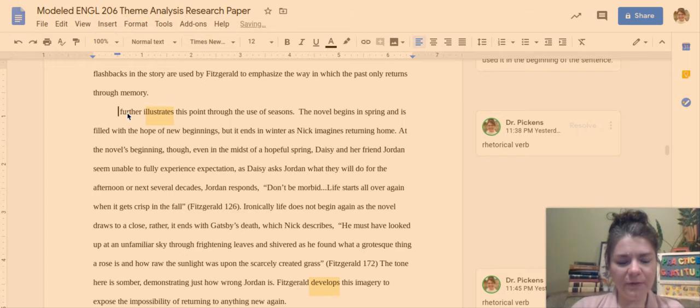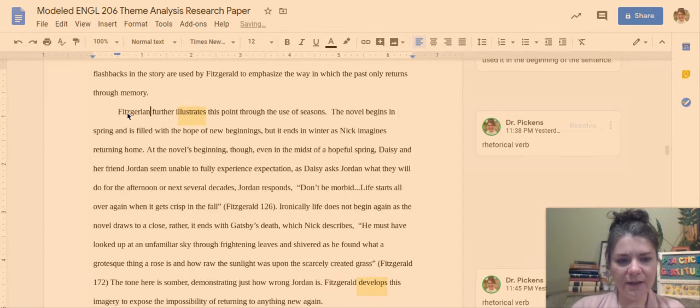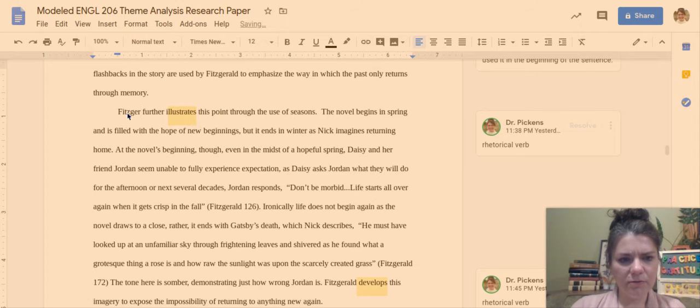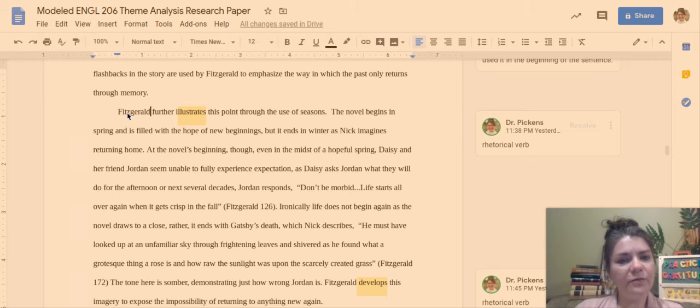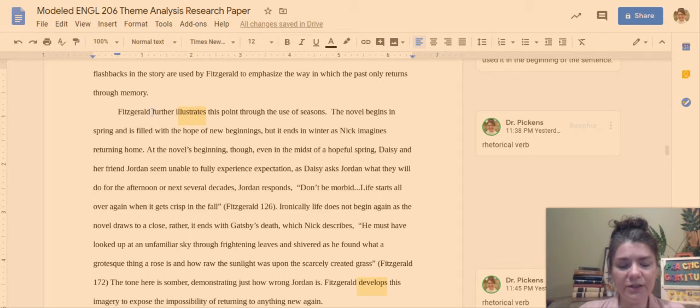Pronouns are a way of keeping yourself from repeating a name too much. Oh, I cannot spell. Gerald. Okay. Fitzgerald. Further, but I want to be clear with my pronoun usage too. Fitzgerald further illustrates this point through the use of seasons. So I have a transition here with the word "further," and I have a rhetorical verb here, "illustrates." What action is the author taking?